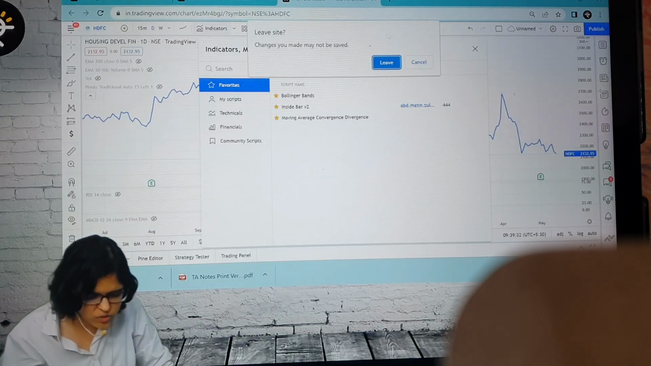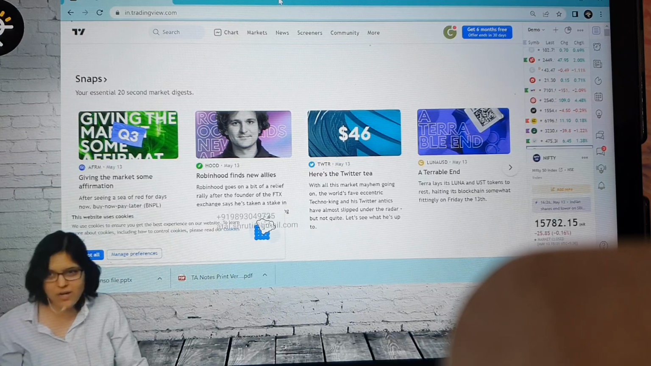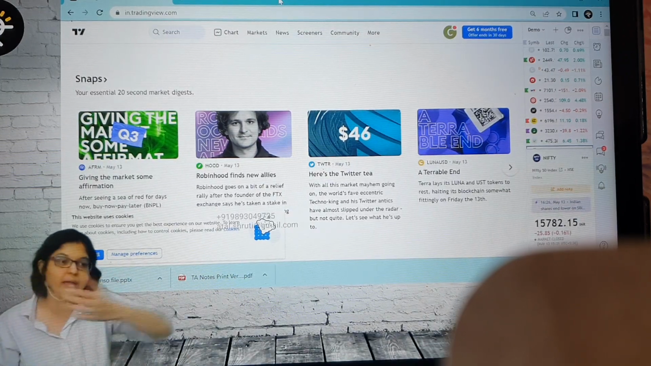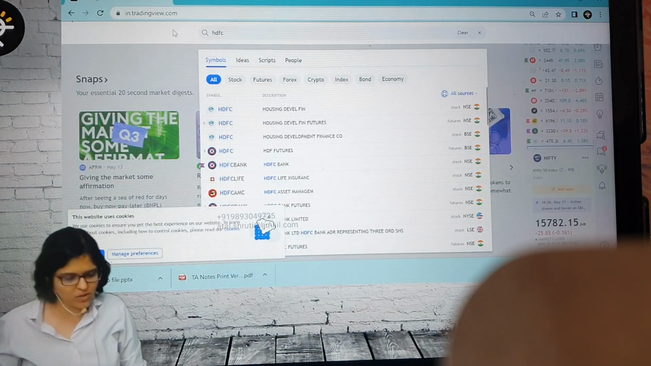We'll come here once again. I want everyone to answer. Where do I click? Assume you are my teacher and I don't know anything about trading. First, which website? Tradingview.com. As I mentioned in the notes also, I'll give you the link at the end, on the last page of the notes. So first where do I click? Search. And which stock do you want? HDFC. It can be different also.